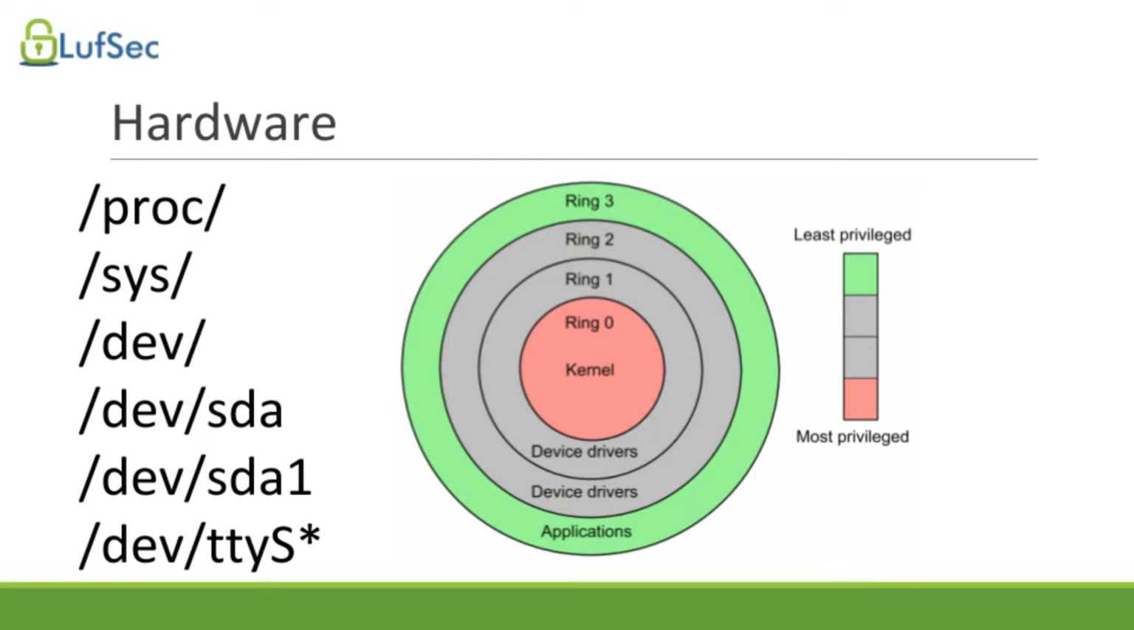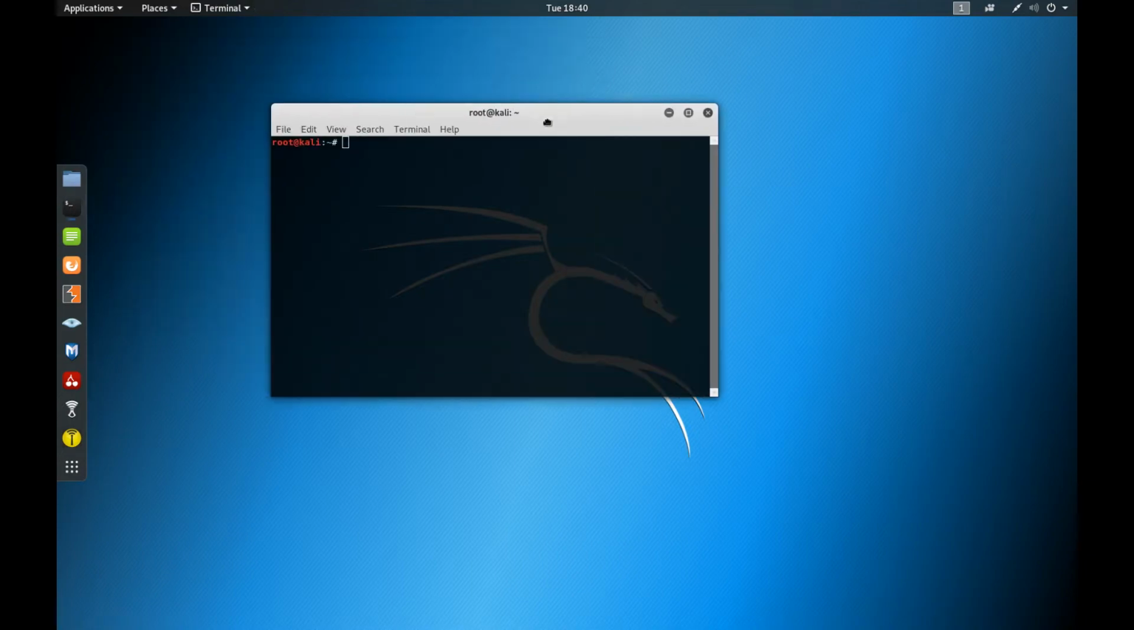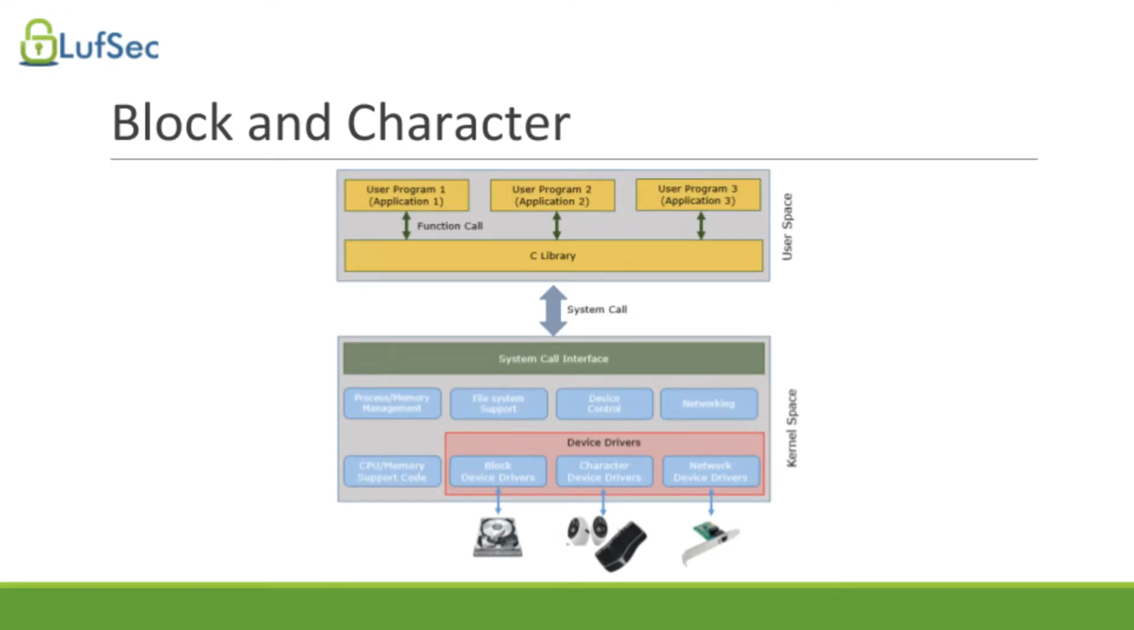Applications normally access devices according to files created under /dev. Specific files represent disk drives, for instance, /dev/sda, partitions like /dev/sda1, serial ports like /dev/ttyS0, and other components. I will now open my Kali Linux, and I'm assuming you already have it installed and running. And I want to show you that there are two types of device files, block and character.